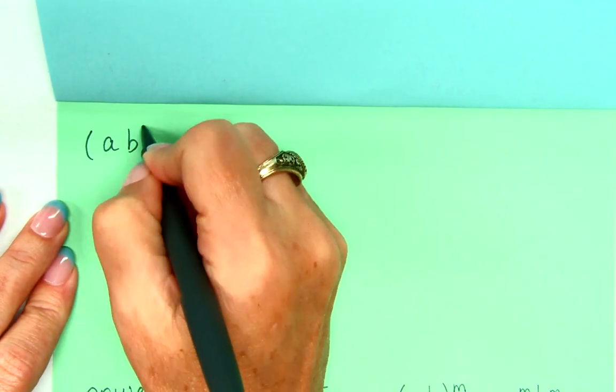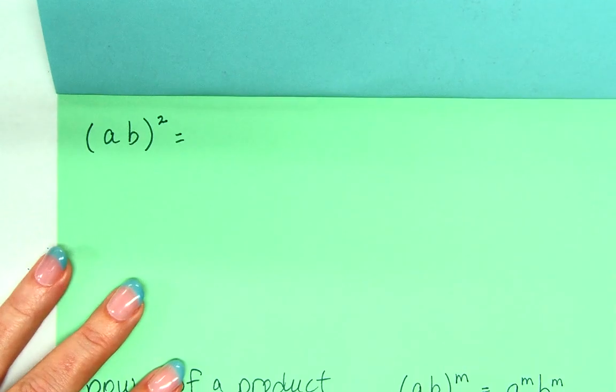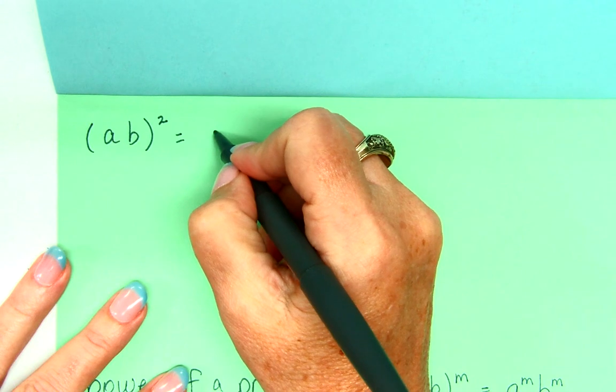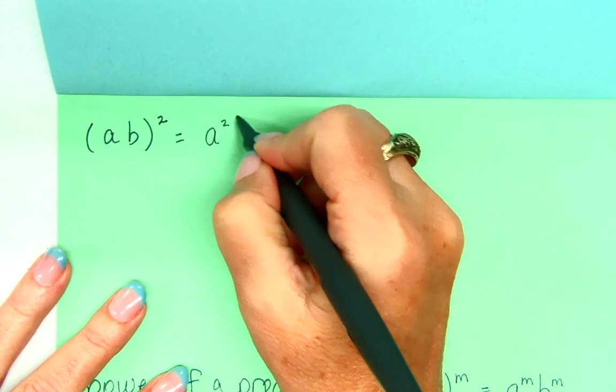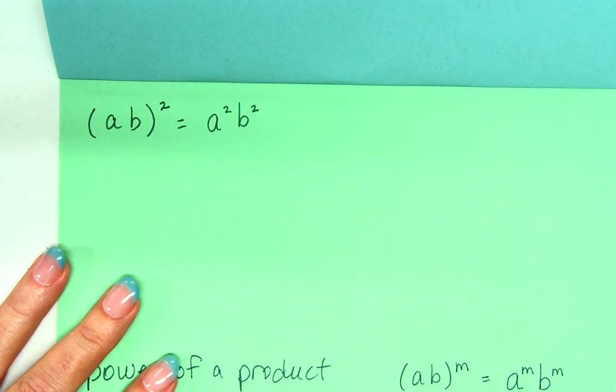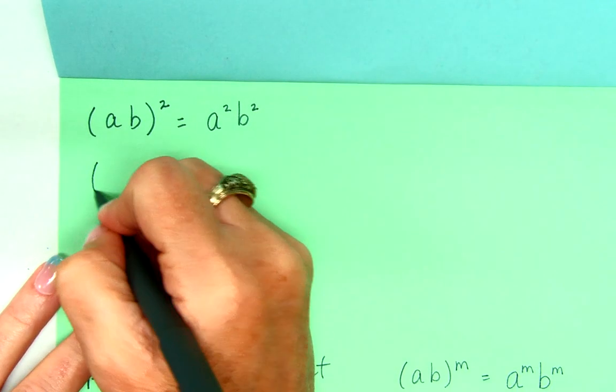First example is pretty straightforward. (AB) squared. What should that end up being? A squared, B squared. Very good. God bless you. But is it always going to be that straightforward? No, it's not. Okay, so here's another example.